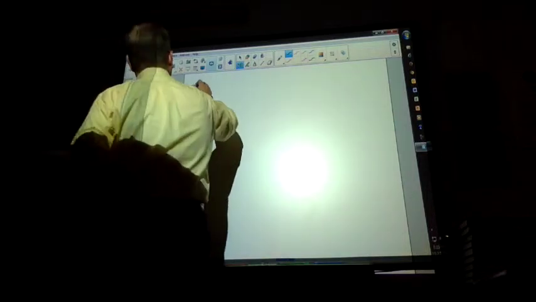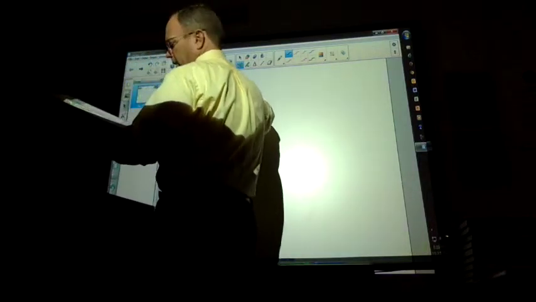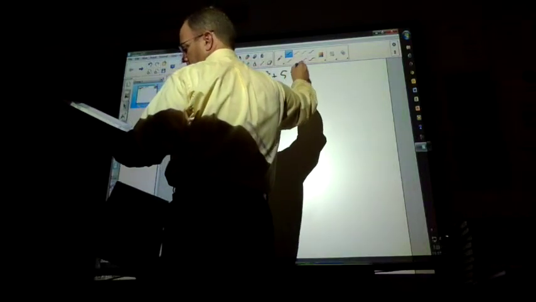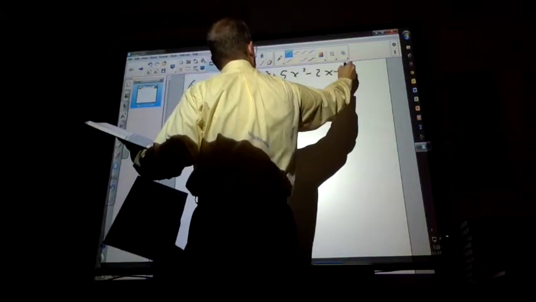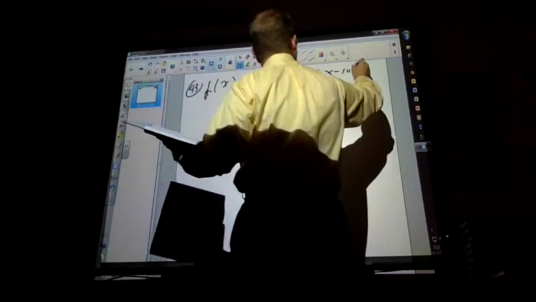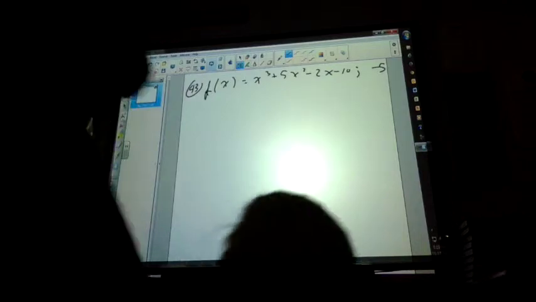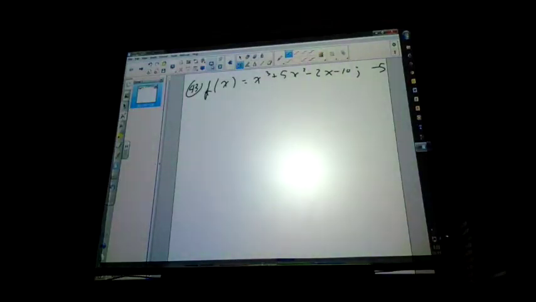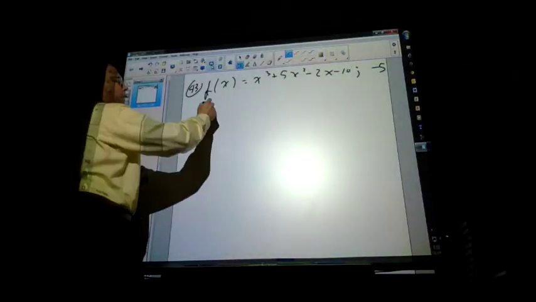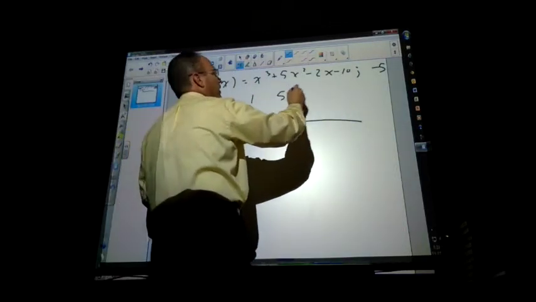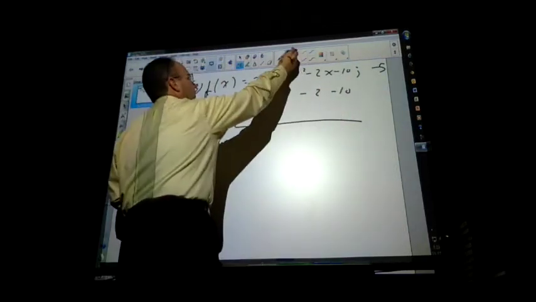All right, so problem number 43. They tell us we have x to the third plus 5x squared minus 2x minus 10. But then they also tell us that negative 5 is one of the zeros. Okay, so what we want to use is synthetic division. So I'm going to go negative 5 upside down. I got 1, 5, negative 2, negative 10.